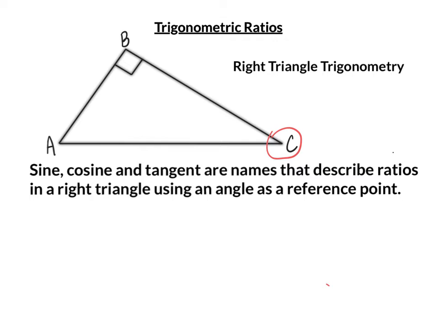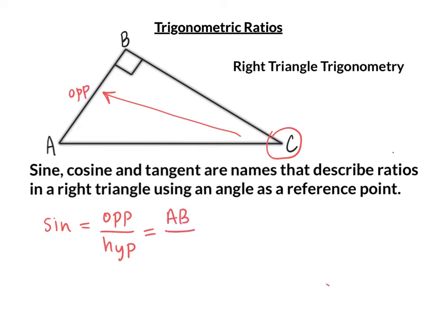If I use angle C and I talk about sine, my opposite is different. Sine, remember, is opposite over hypotenuse. Well, the opposite is right here. That would be AB over the hypotenuse, which is still AC.